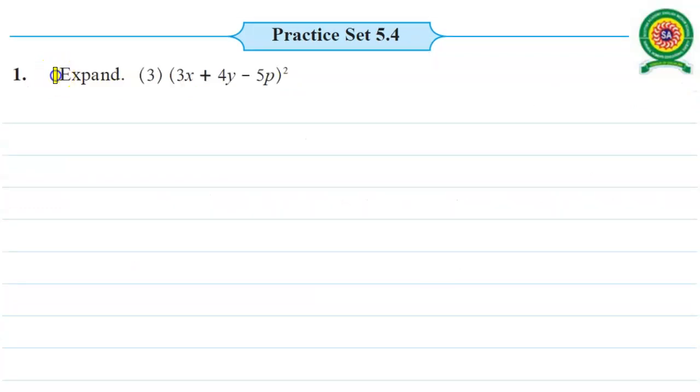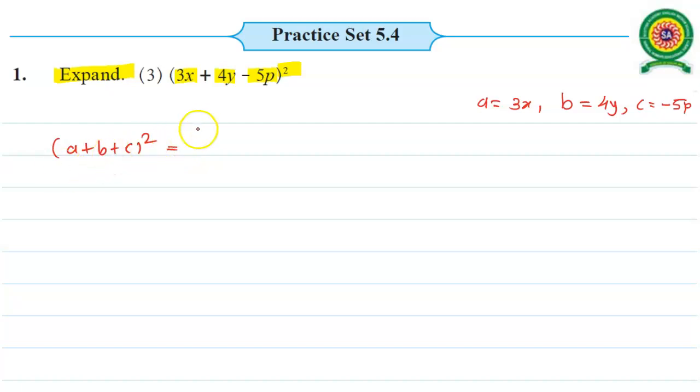Now look at the next question, expand (3x + 4y - 5p) the whole square. Let's again compare it with (a + b + c) the whole square, so that a value becomes 3x, b value becomes 4y, and c value is minus 5p. So the expansion of (a + b + c) the whole square is a square plus b square plus c square plus 2 times ab plus 2 times bc plus 2 times ac. Let's replace a, b, c by their values.